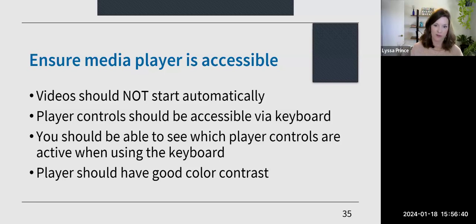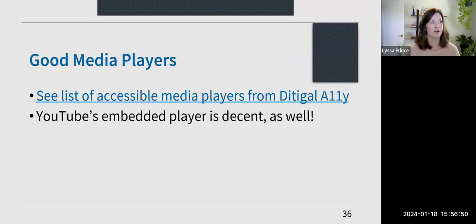And then lastly, just like with any content that we talked about with text, players should have good contrast too. So just make sure people can actually see to turn the controls on and off. There is a list of accessible media players from a site called Digital A11Y Alley, and YouTube's embedded player is decent as well, as are Vimeo and a few of the other big ones.